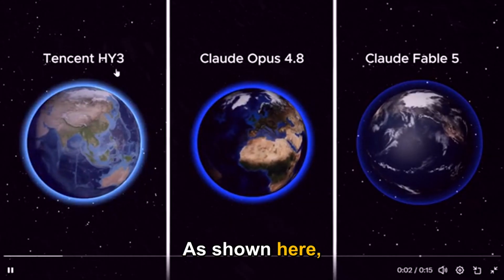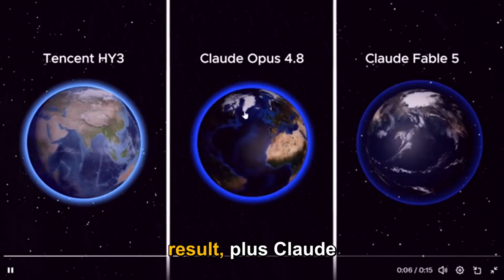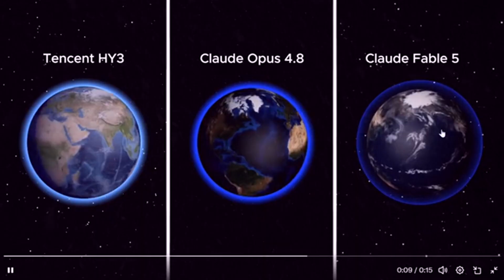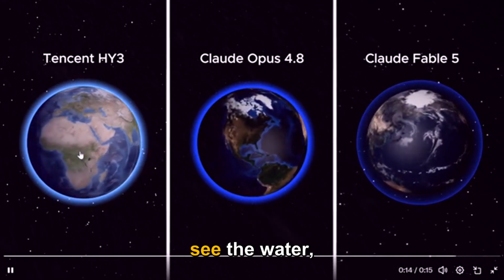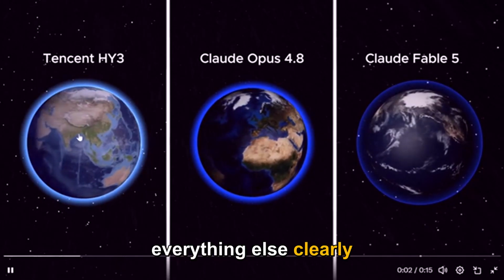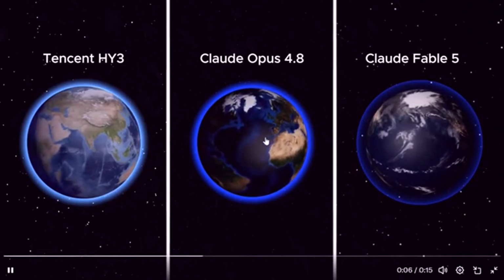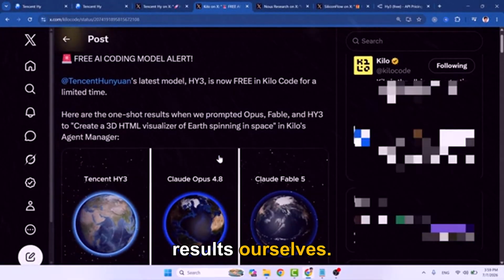As shown here, this is Tencent Hy3, the Tencent Hy3 result, plus Claude Opus 4.8 and Claude Pebble 5. The result is nearly there, and it's not bad. Here you can see the water, grass, ground, and everything else clearly visible. So this is the final result for comparison. We'll also test Hy3 with our own prompt and review the results ourselves.